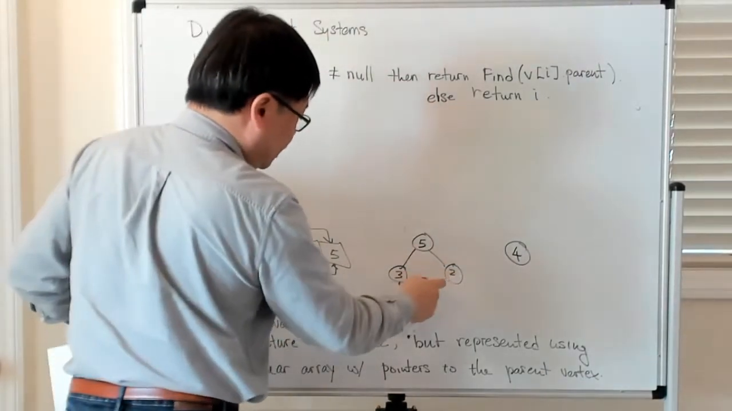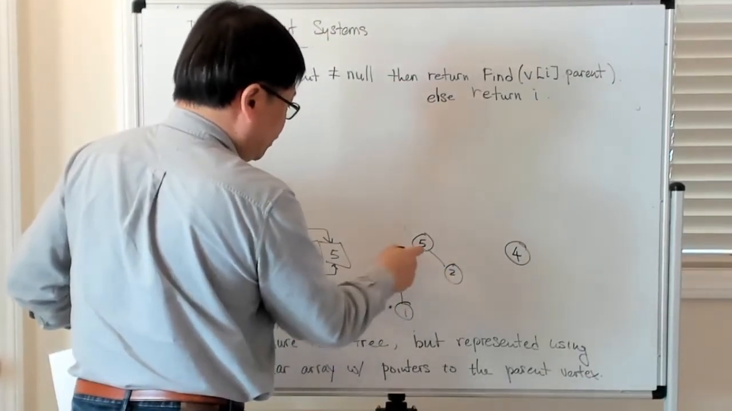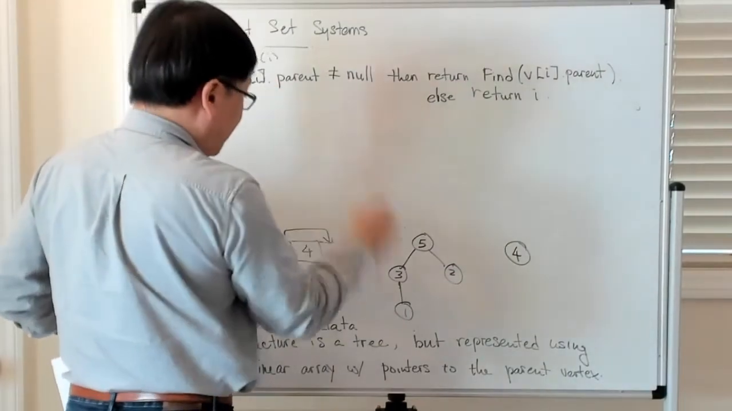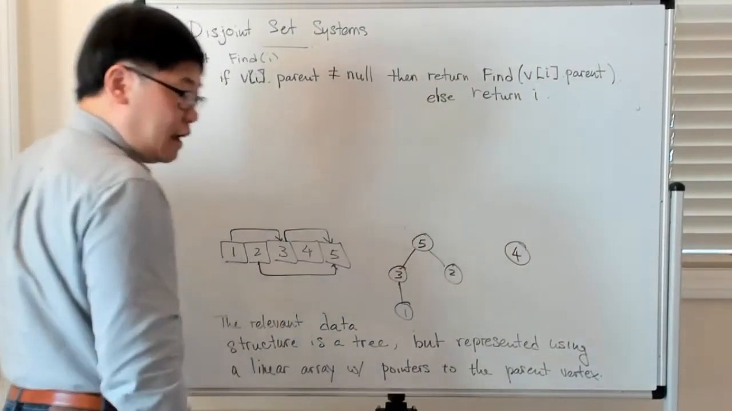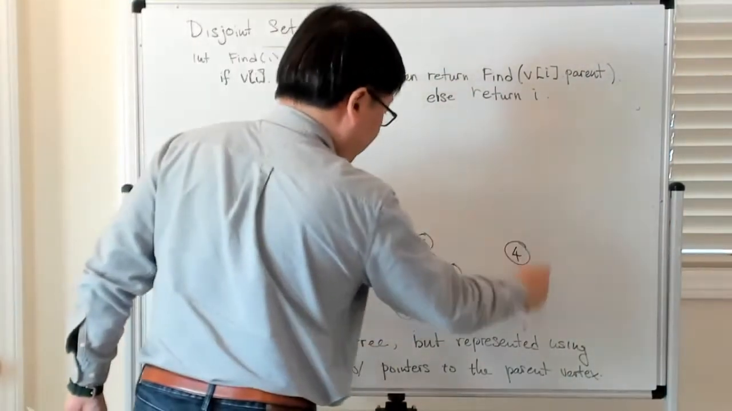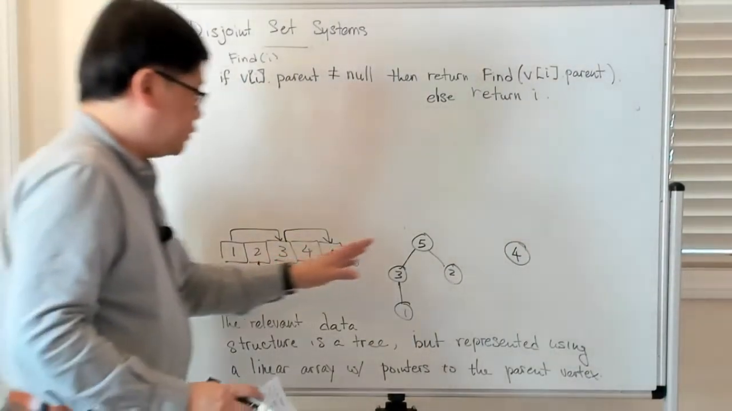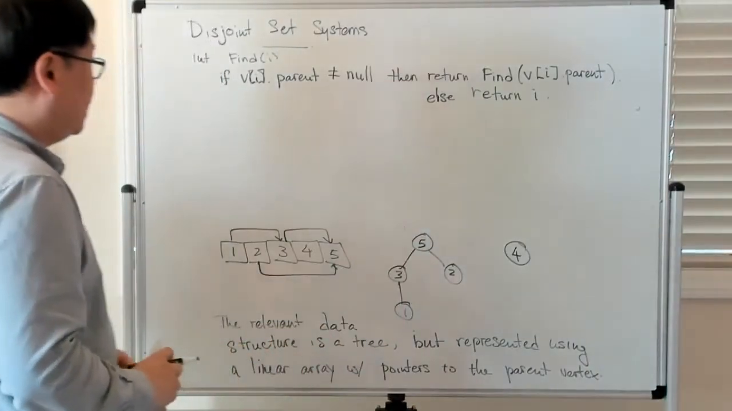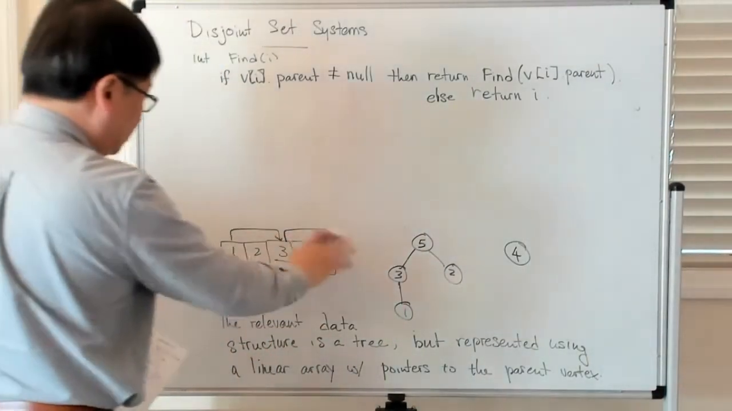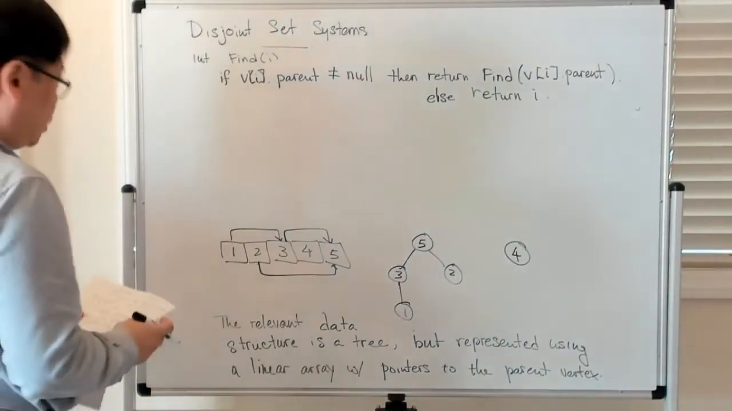So the point is that if you're at 1, 2, 3, or 5, when you apply the find routine, you will return the number 5. And if you were 4, you return the number 4. Okay, so that gives you a way of systematically labeling the disjoint sets in a way which doesn't take too much effort.